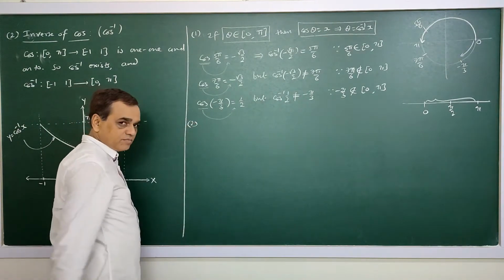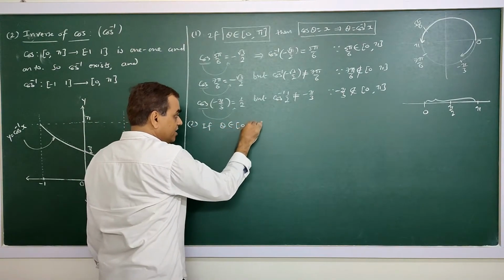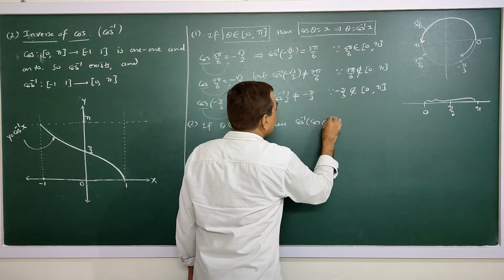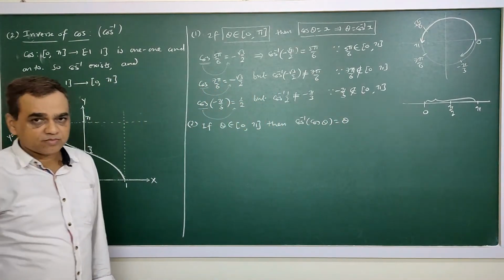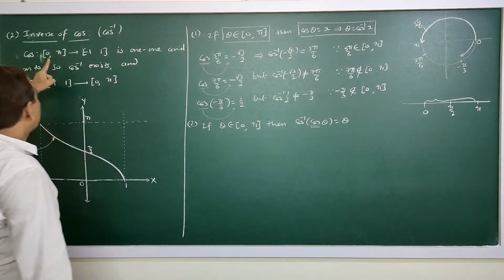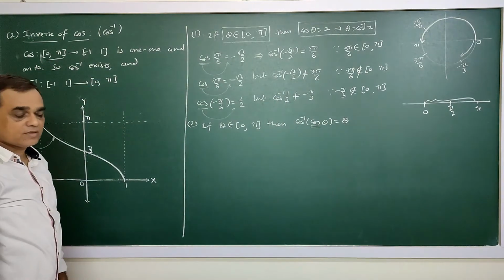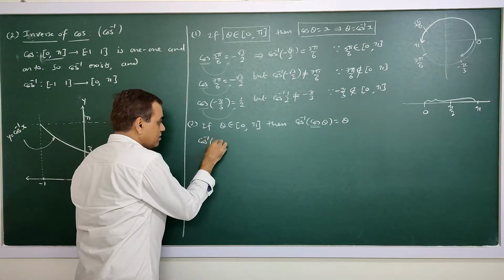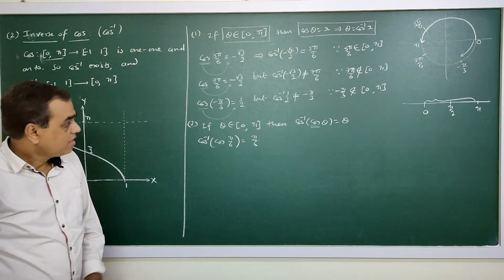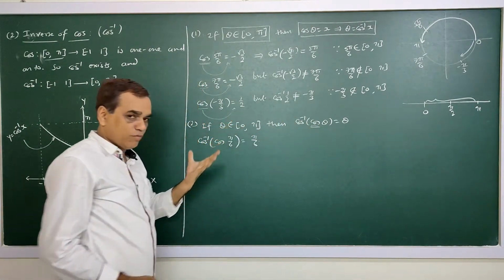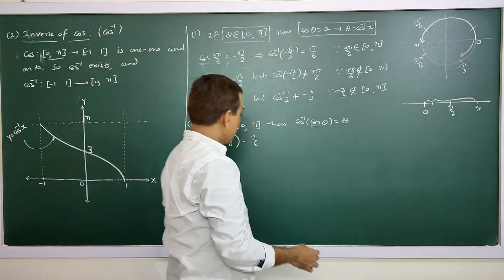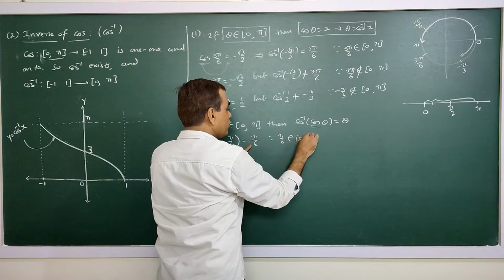Second property, similarly: if theta is in 0 to pi, then and only then cos inverse of cos theta equal to theta. This is true. Again on theta, cosine is working. So this theta must be in the domain of cosine. Domain of cosine is 0 to pi. As for example, cos inverse of cos of pi by 6 equal to pi by 6. It is true, because pi by 6 is in the domain of the cosine function. Pi by 6 is somewhere here, or on the unit circle somewhere here, because pi by 6 belongs to 0 to pi.